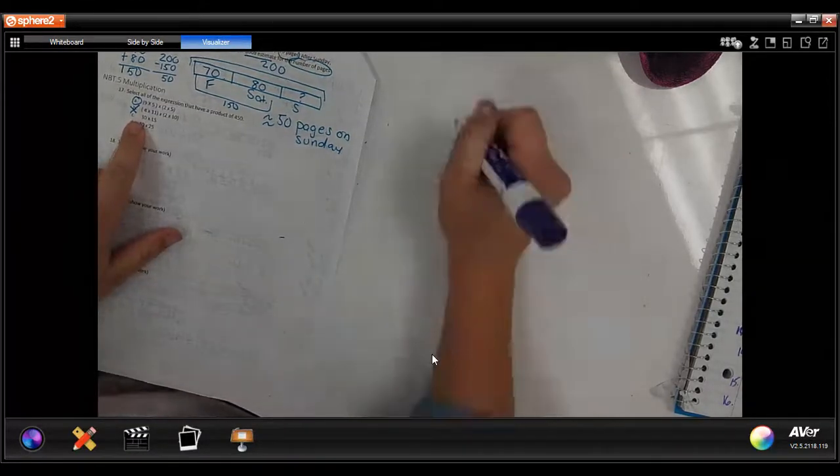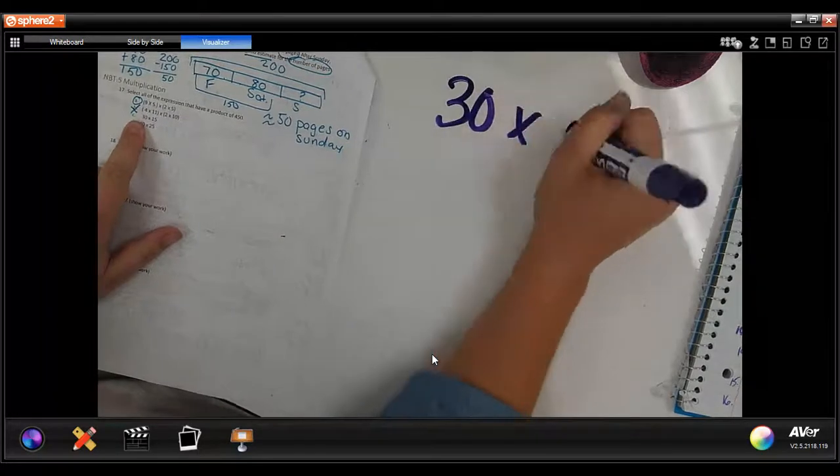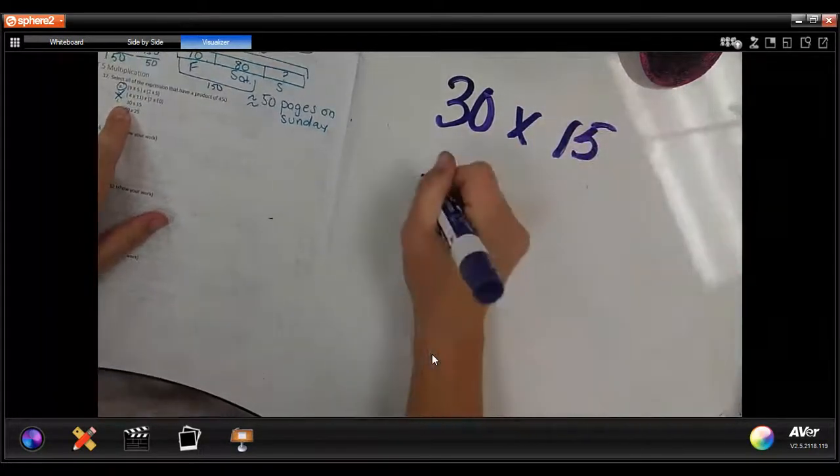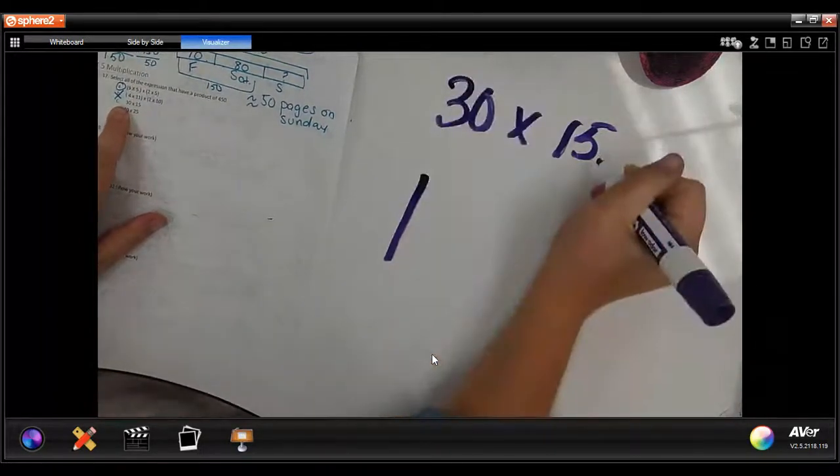So make sure you guys are using your estimation strategy on the test, because that will save you guys a lot of time instead of having to do the whole problem for every single one. And the next one says 30 times 15. I'm going to solve this using the area model. This is the 2-digit by 2-digit one.